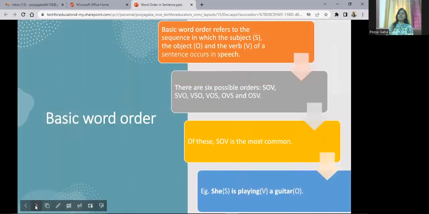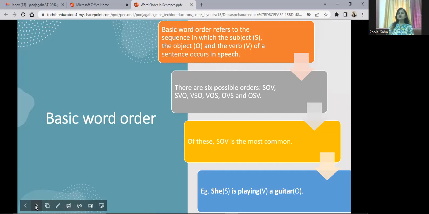Now let us see what is the basic word order. Basic word order refers to the sequence in which the subject, object or verb of a sentence occurs in a speech. Now, basically in a sentence, we have a subject, verb and object. Subject denoted by S, object denoted by O, verb denoted by V. Now, if we take these three only, S, O and V, there are 6 different possible orders in which we can place them, like SOV, SVO, VSO, VOS, OVS, OSV.